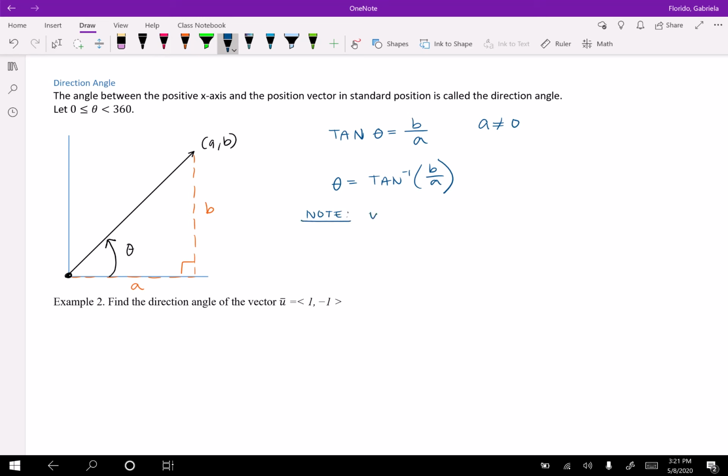So we can use sine of theta and cosine of theta if we find the magnitude of the vector, which is going to be the hypotenuse here.